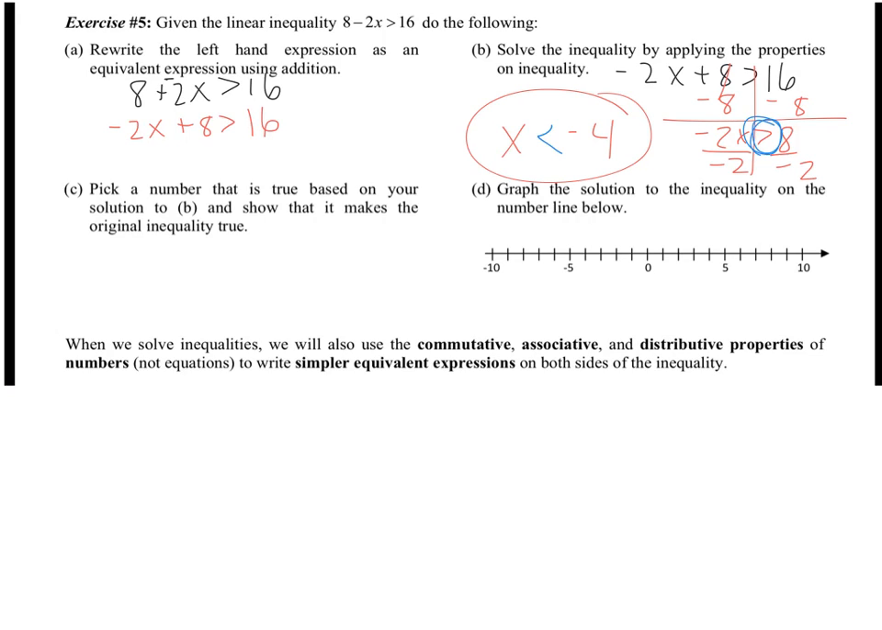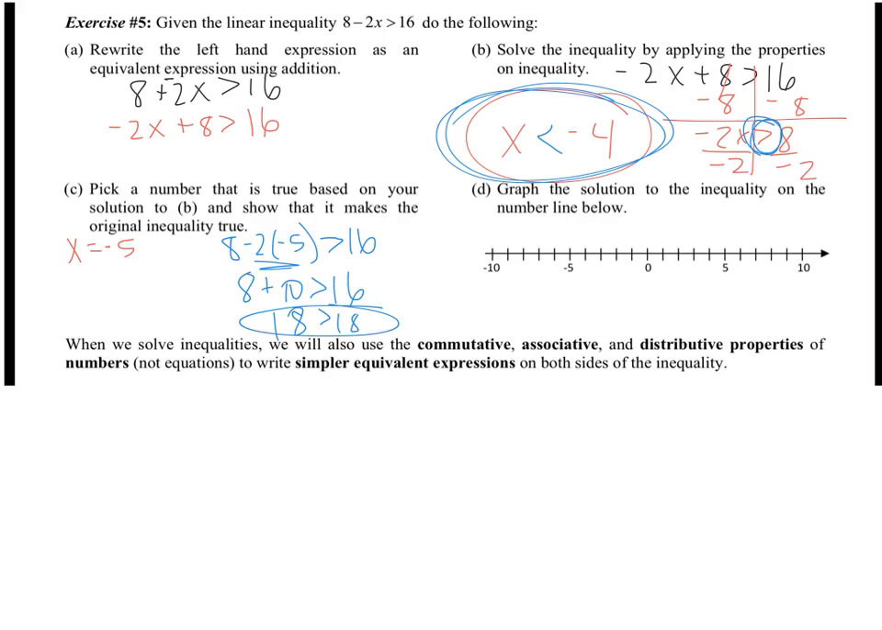So pick a number that is true based on your solution and show that it makes the original inequality true. So we need to pick a number that's less than negative 4. So let's pick negative 5. If I plug this into the equation, 8 minus 2 times negative 5 is more than 16. This double negative right here, negative 2 times negative 5 makes that positive 10, so it's 8 plus 10. Is that more than 16? Yes, 18 is more than 16. So that shows that any number smaller than negative 4 will make that true.